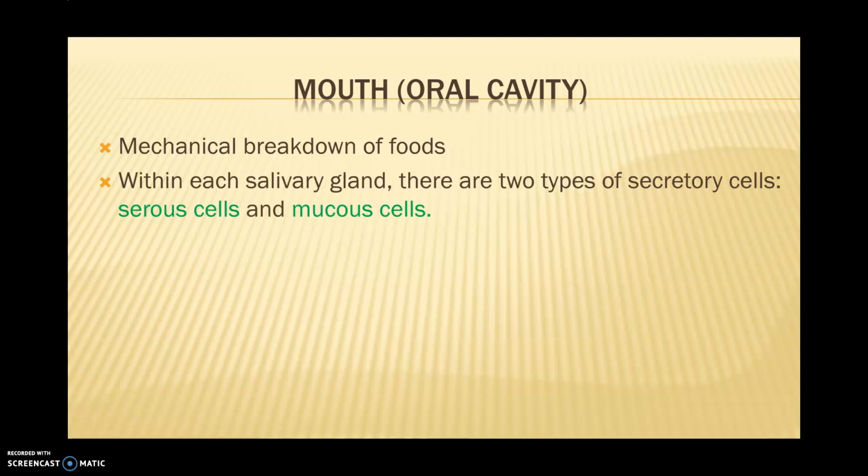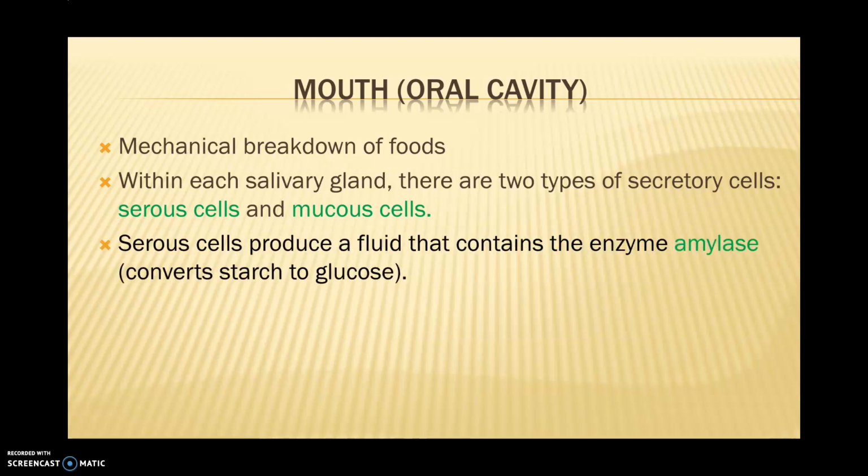And then we're also going to see the contribution of our salivary gland. There are two types of secreting cells here, which is going to be the serous cells and the mucus cells. So our salivary glands here are going to contribute chemically, where our teeth and tongue are going to contribute mechanically. The serous cells are going to produce and give off this enzyme called amylase. Amylase is going to convert starch into glucose, and that's going to really help with the breakdown of our carbohydrates. So that's what's going to be really important here, is this amylase.